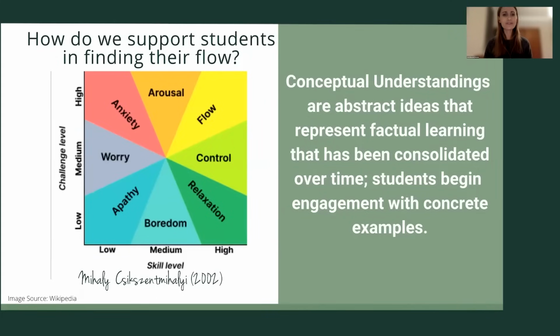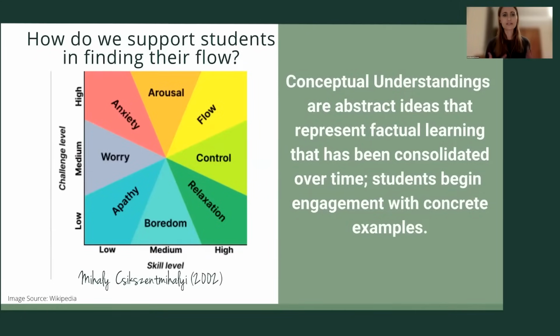And for some students, they excel with abstract conceptual thinking. And for other students, they actually need that factual grounding in content. And so what we would try to do is make sure that students begin their engagement with concrete examples, to make sure that we don't have the situation that the skill level that they have for abstract or higher order thinking is low, but the challenge level to be able to create a conceptual understanding is high. And then we create anxiety and worry for our students, as we would see in this flow diagram.